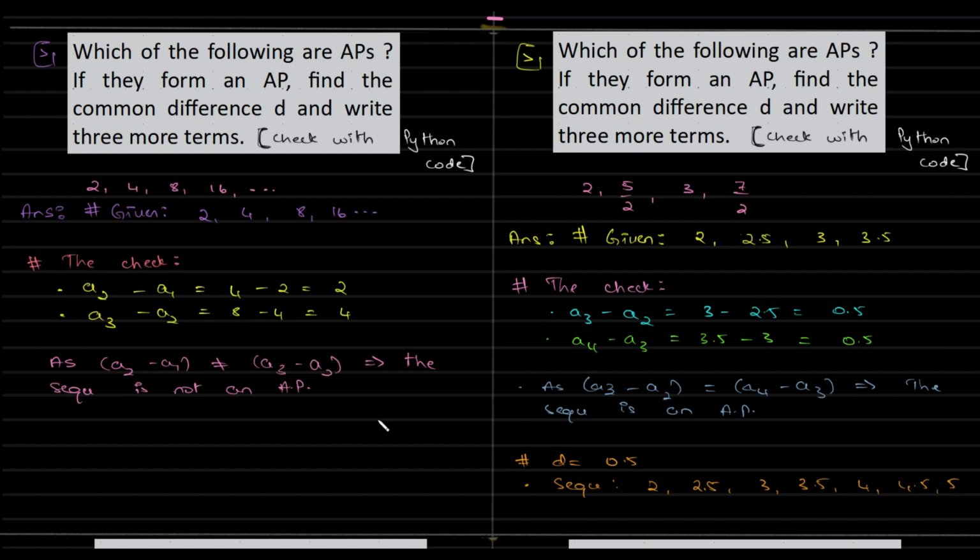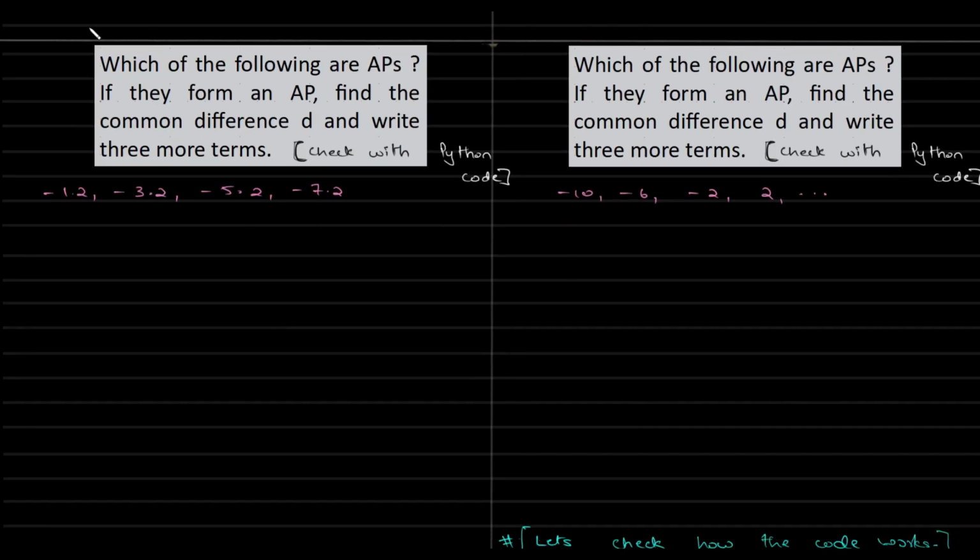So let's try two more questions before we end this video. Which of the following are AP? If they form an AP, find the common difference D and write three more terms. So here the given is minus 1.2, minus 3.2, minus 5.2, and minus 7.2. Next, the check.